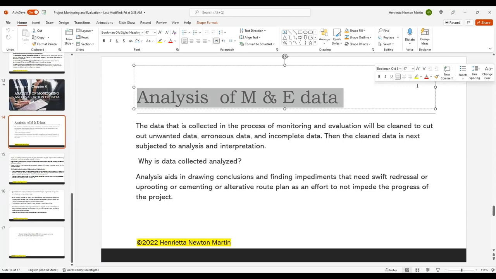Now, why is data collected and analyzed? Analysis aids in drawing conclusions, inferences, and finding impediments that need swift redressal or uprooting or cementing or alternative route planning, as an effort to not impede or obstruct the progress of the project. So that's the reason you analyze it.